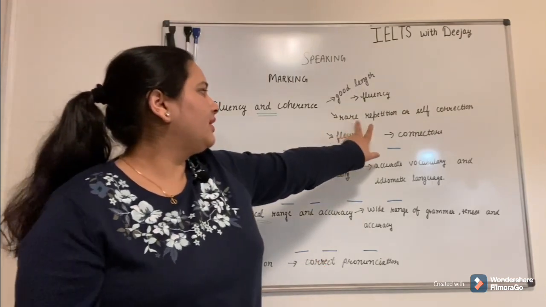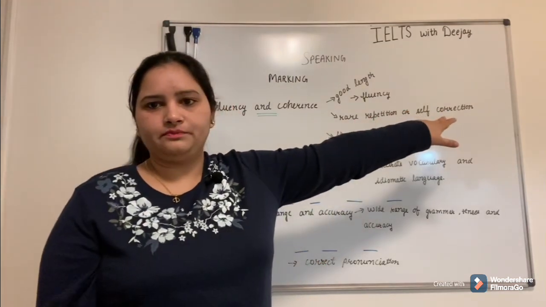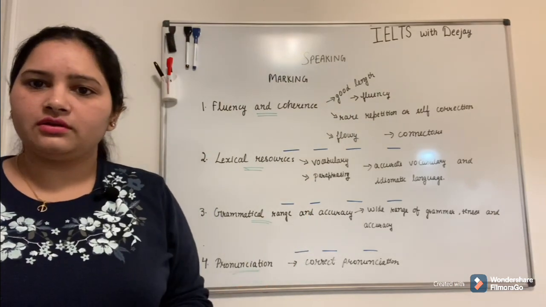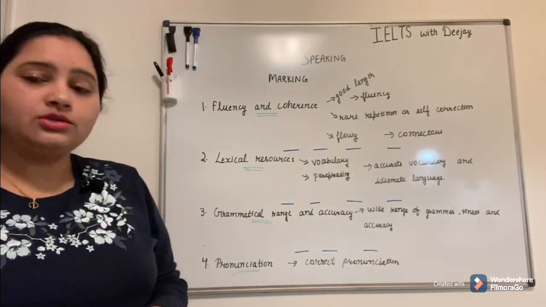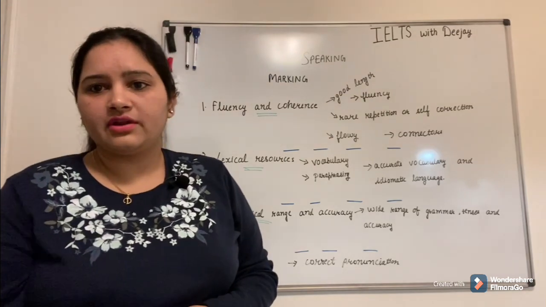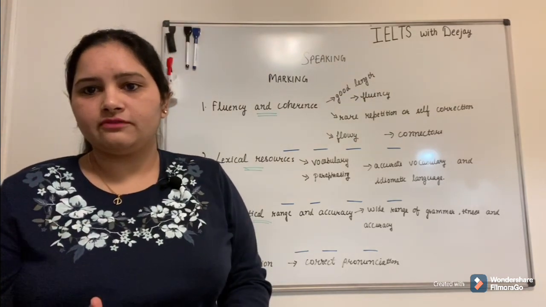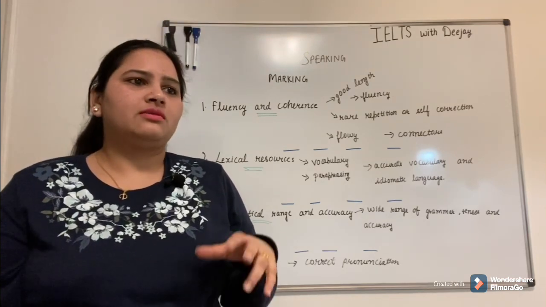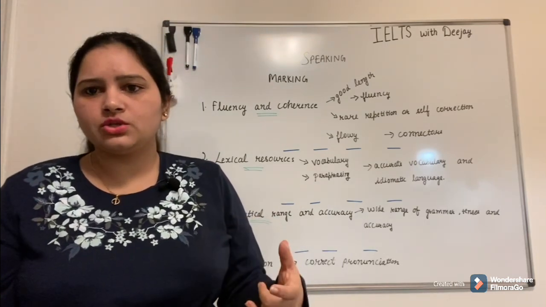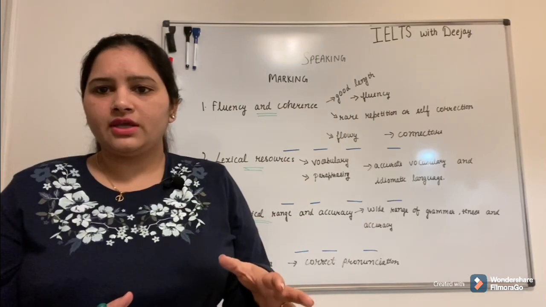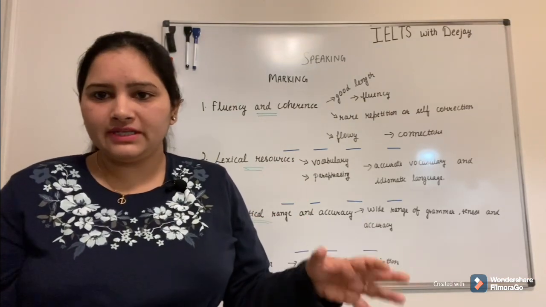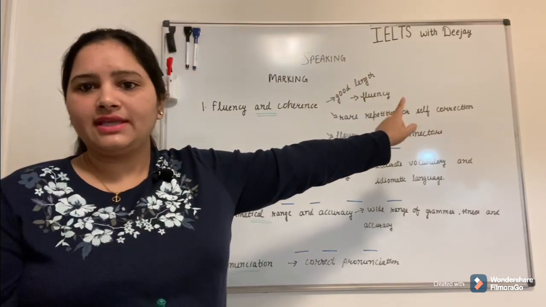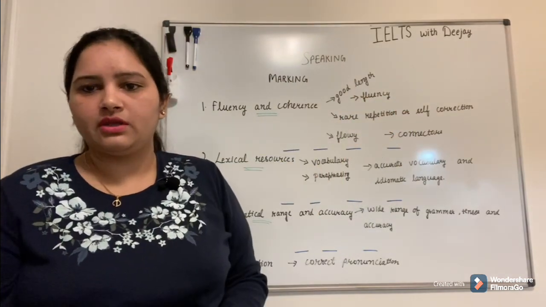After that, rare repetition or self correction. Repetition should not be there. Try to use synonyms wherever there is a need, and do not go for self correction. Do not correct yourself. If you have made any mistake, you feel you have spoken something wrong, maybe the pronunciation was wrong, refrain yourself completely from repetition and self correction, because they will have a negative impact on your speaking.